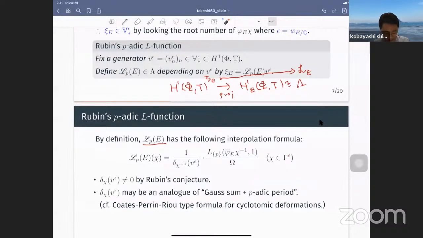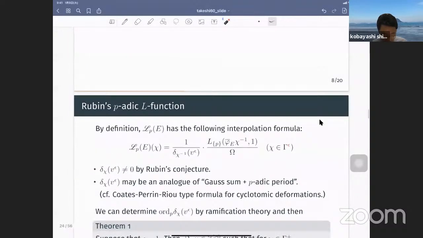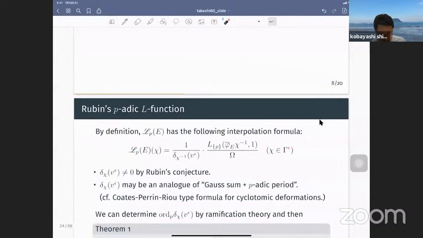And in some sense, delta is a kind of non-cyclotomic analog of the Gauss sum period. It is a mysterious object. And Rubin asked about the p-adic variation of this invariant. And we can now answer his question.